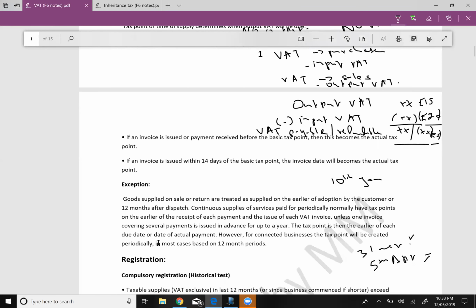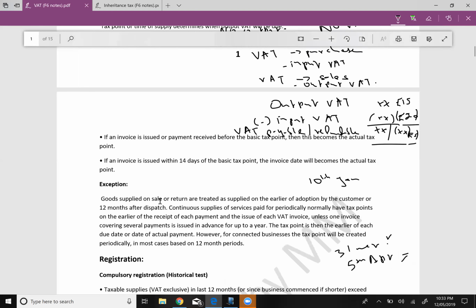Okay, exception. So it says goods supplied on sale or return are treated as supplied on the earlier of adoption by the customers or 12 months after dispatch.